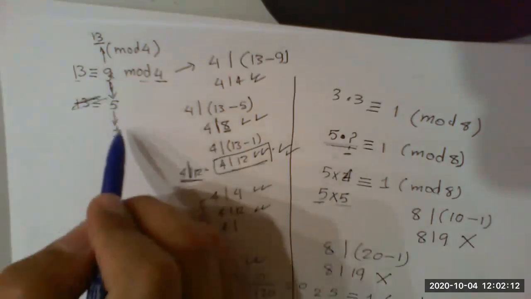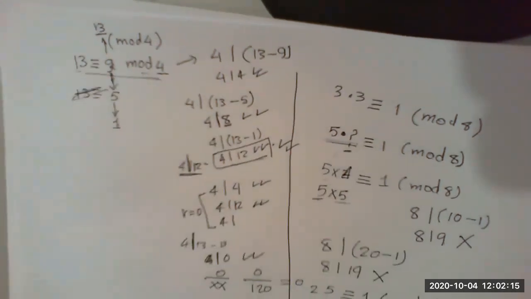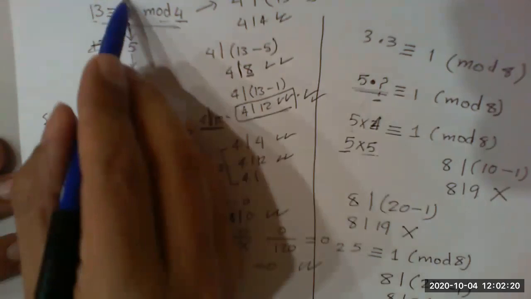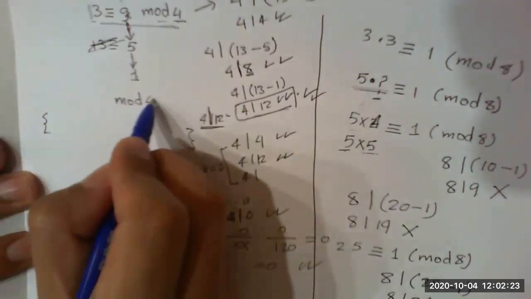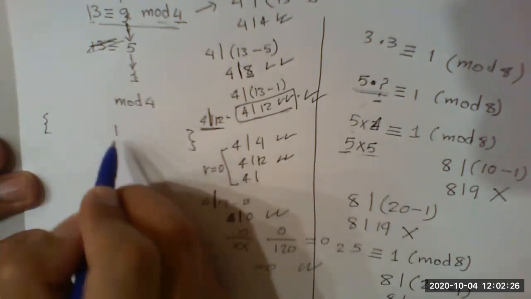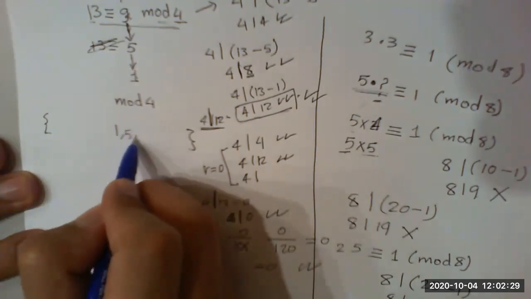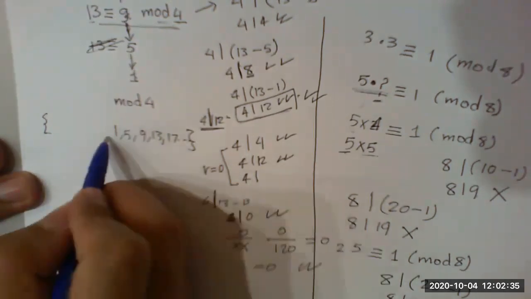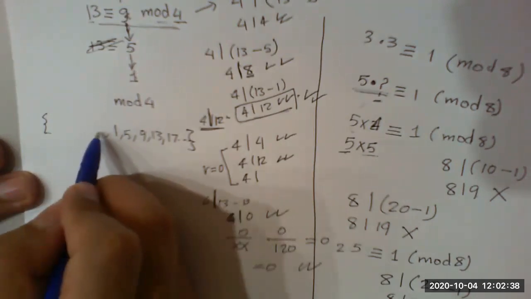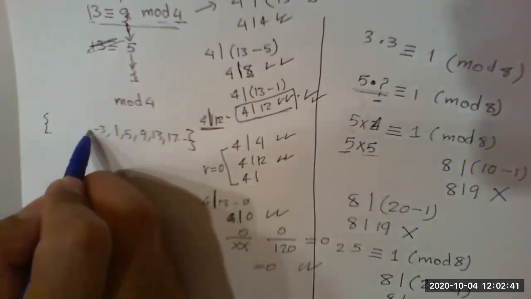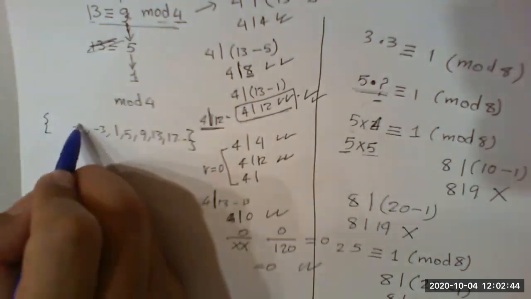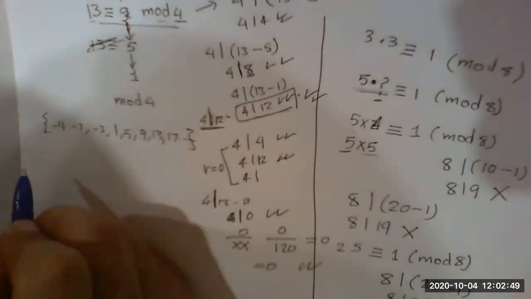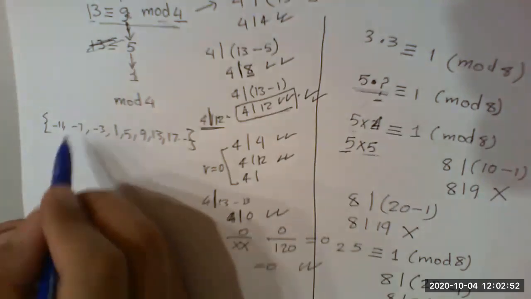So here I can have this equation with what they call a class. For example, for mod 4, I have this class, which is 1, 5, 9, 13, 17, etc. And in the opposite direction there is -3, -7, and -11 and so on.